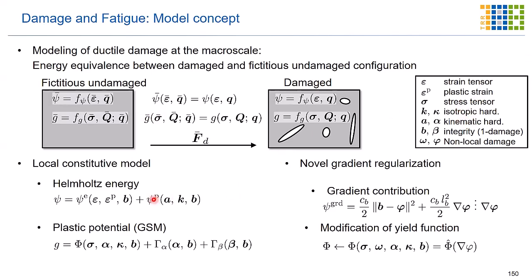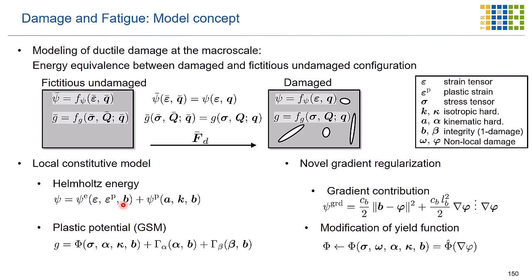So again, what you may want to start with is a Helmholtz energy that depends on the elastic energy. That depends on the strains, actually on the elastic strains. So we need information on the total strains and the plastic ones to get back to the elastic strains. And we need to know the integrity B, which is, for instance, 1 minus damage. And knowing damage then, and knowing the elastic strains, we can compute the elastic energy there.